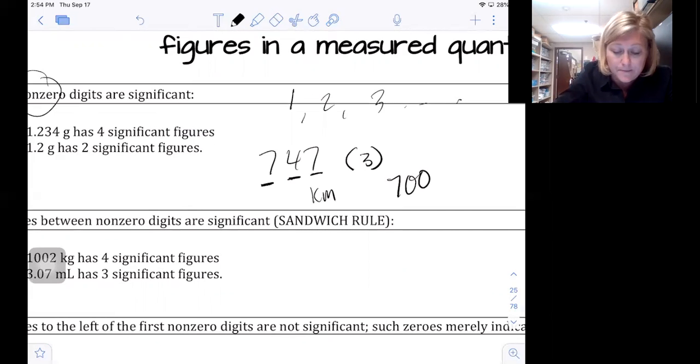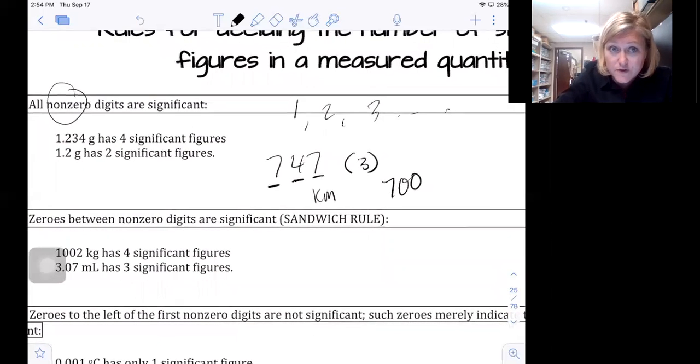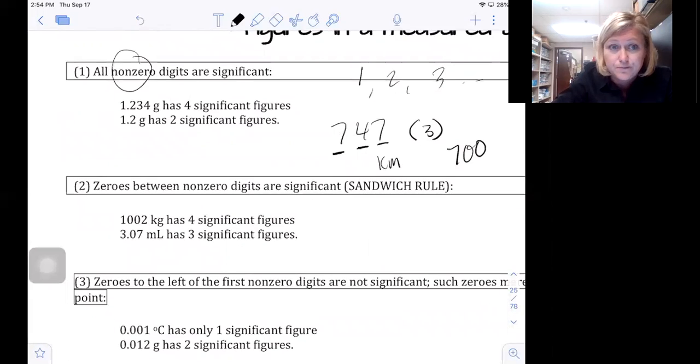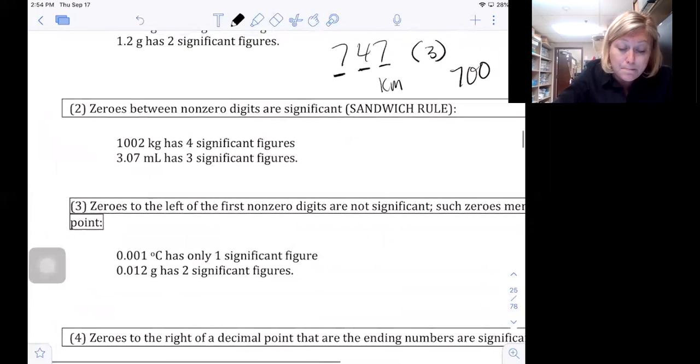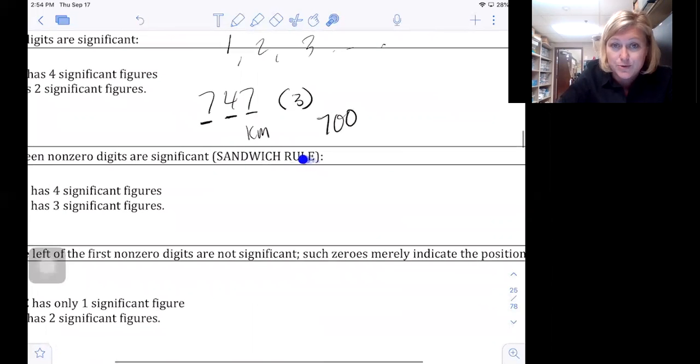Versus if you have a ruler that was only 700, that's not as precise. So this first rule, just non-zero, pretty easy. Okay, let's look at the next one. Zeros that are between, here's the keyword, between non-zero digits are significant. I call this the sandwich rule.